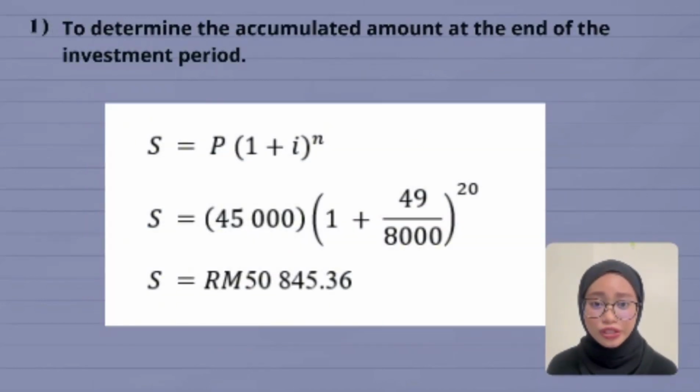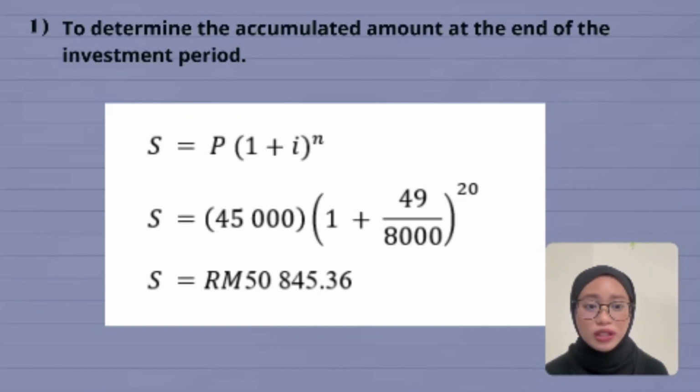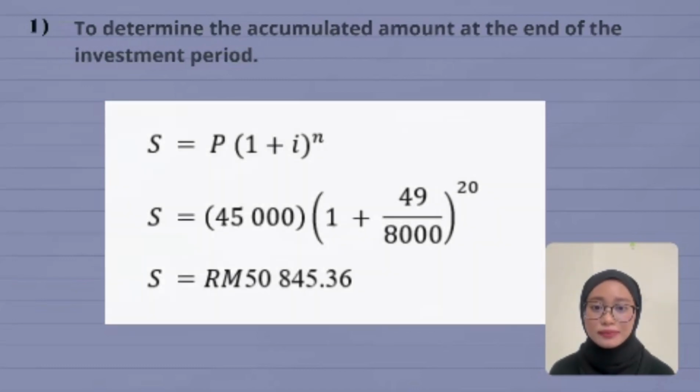Moving on to the first question. The first question is to determine the accumulated amount at the end of the investment period. To answer the question, we will need to use the formula S equals P in bracket 1 plus i to the power of n. So S equals 45,000 in bracket 1 plus 49 over 8,000 to the power of 20. So then we will get the answer. S equals 50,845 ringgit and 36 cents.